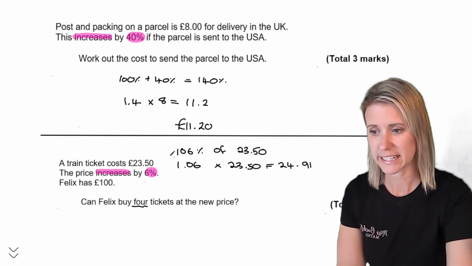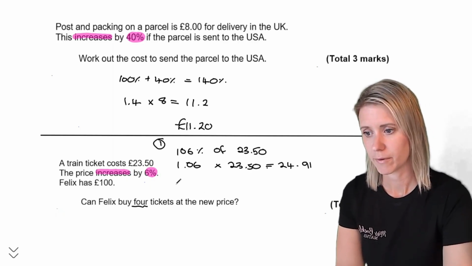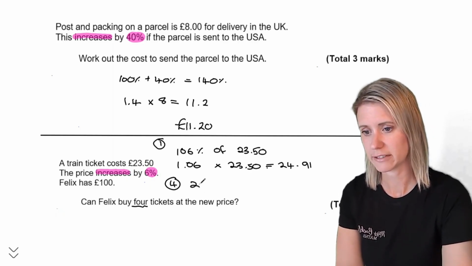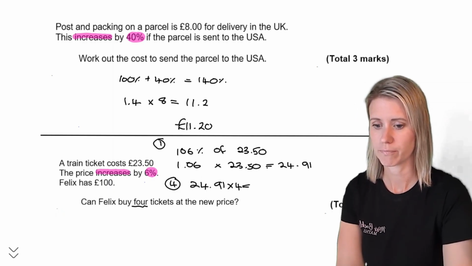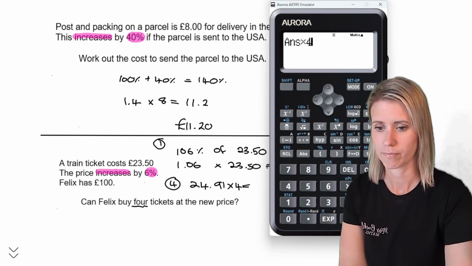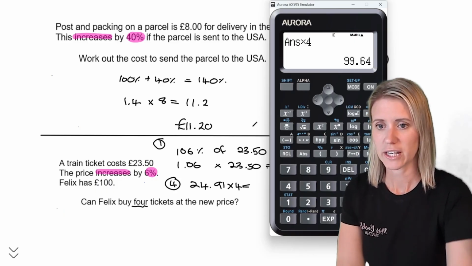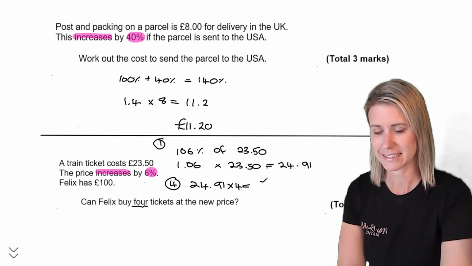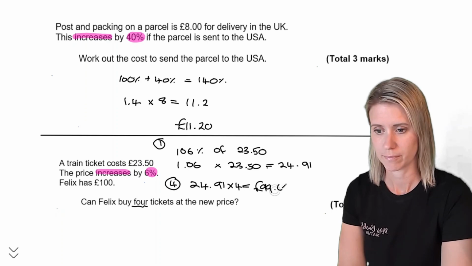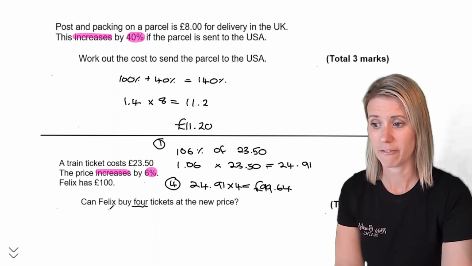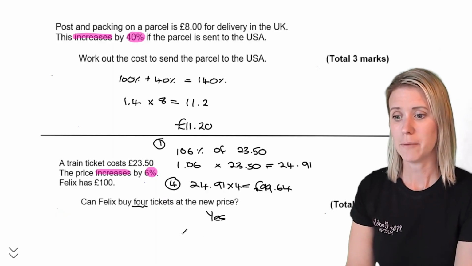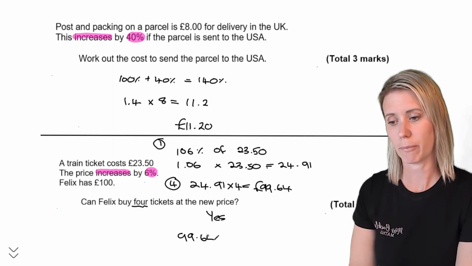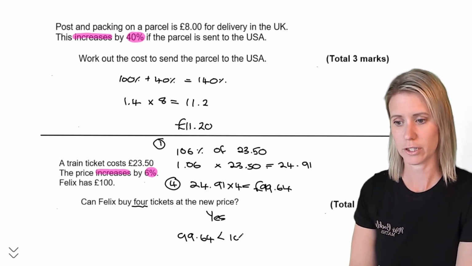Now we need 4 tickets, so that's for 1 ticket. For 4 tickets, we need to do £24.91 multiplied by 4, which gives us £99.64. Can Felix buy 4 tickets at the new price? Yes, okay, because £99.64 is less than £100, and it's £100 that he has.